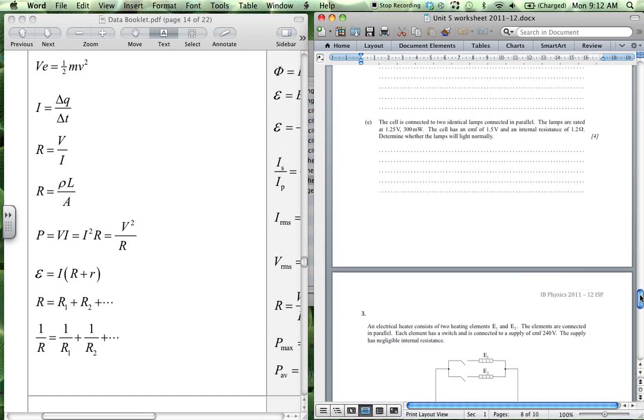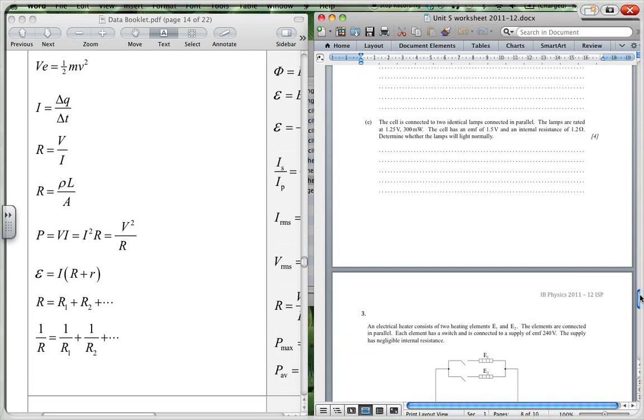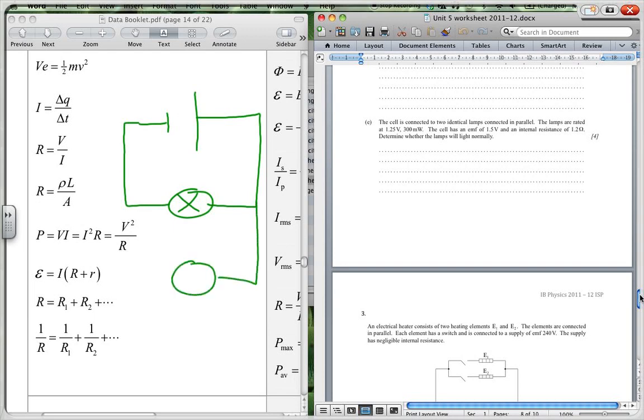There we are. Perhaps I can draw the diagram over here. So we've got something like this. We've got our cell, and let me put something in here within my cell. We're going to have our two lamps. They are connected in parallel like this. In the cell here, you've got a resistance of 1.2 ohms. So it's 1.2 ohms. The overall EMF of this is 1.5 volts, like that.